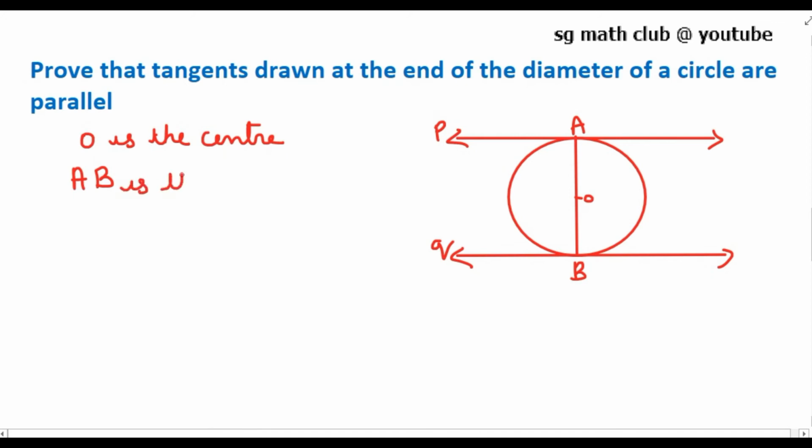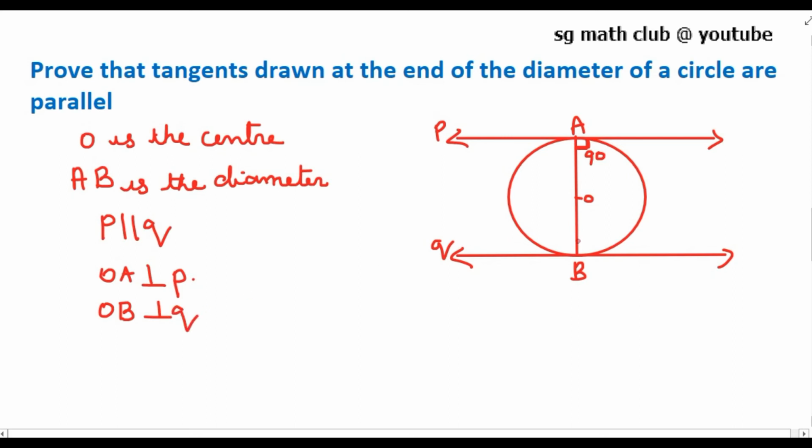So here AB is the diameter of the circle, and we can see two tangents here, one is P and the other is Q. We need to prove that tangent P is parallel to tangent Q. We know that this angle is 90 degrees because OA is perpendicular to the tangent P, since the angle between the radius and the tangent at the point of contact is 90 degrees. In the same way, OB is perpendicular to the tangent Q, so this angle is also 90 degrees.